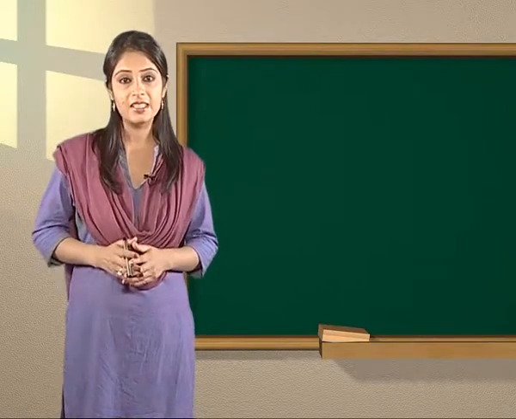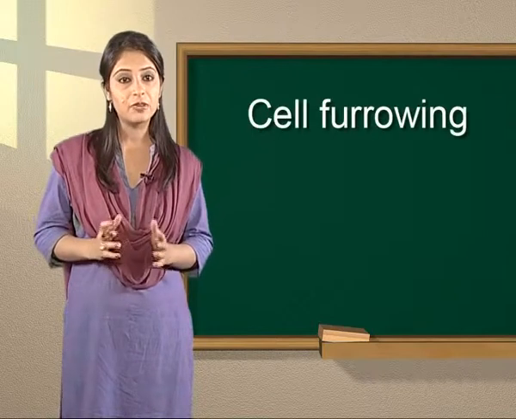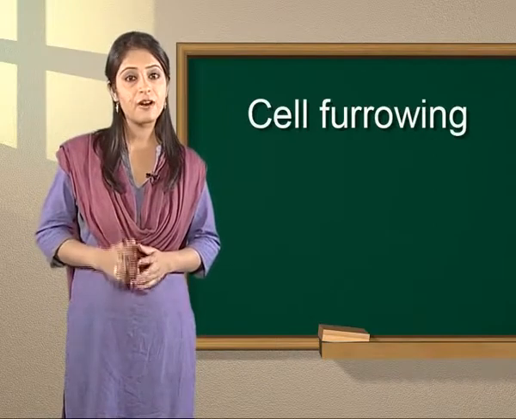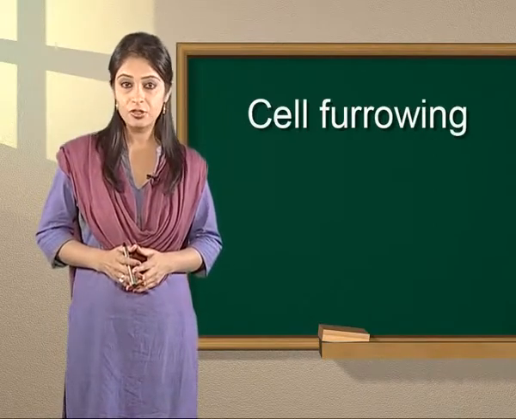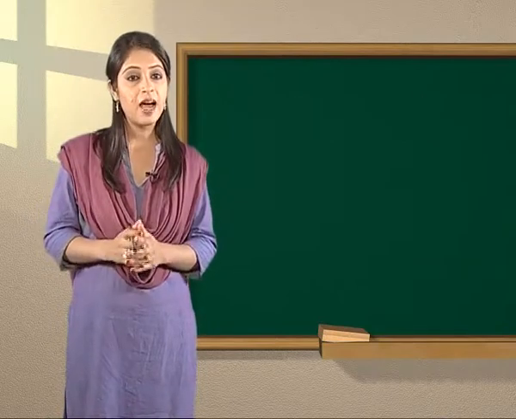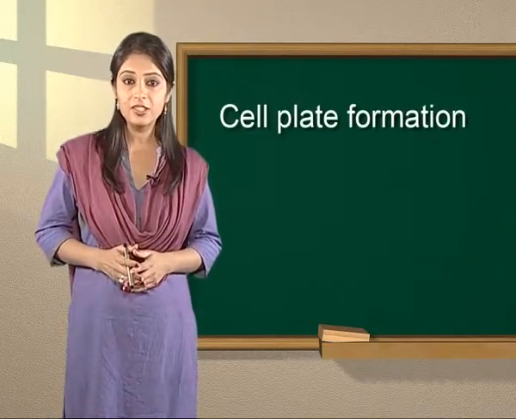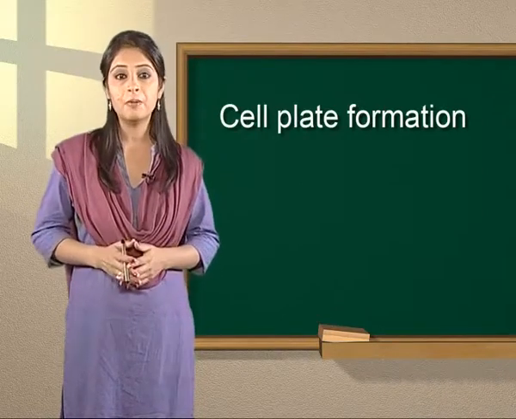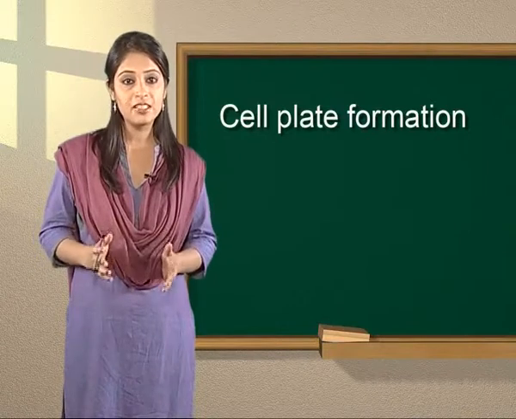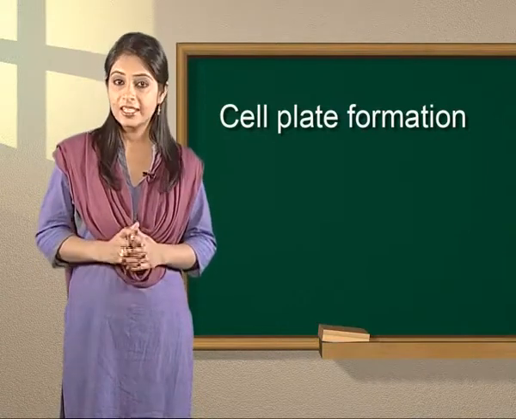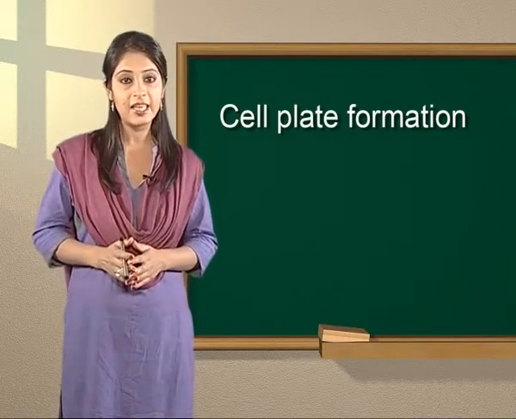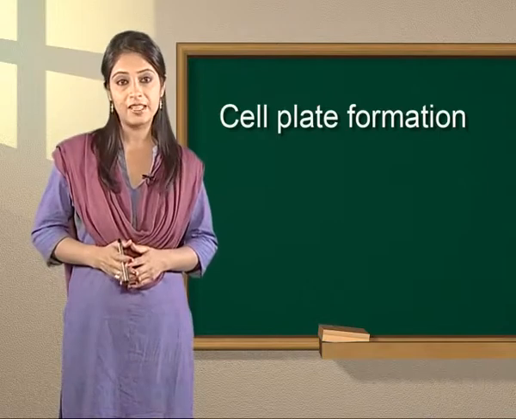In animal cells, a cleavage furrow between two daughter nuclei starts developing. This furrow continues to separate the cytoplasm into two independent daughter cells. Plant cell, after completing cytokinesis, develops a membranous sac which moves along the midpoint between two daughter cells. This membranous sac dividing a cell into two daughter cells is known as cell plate.